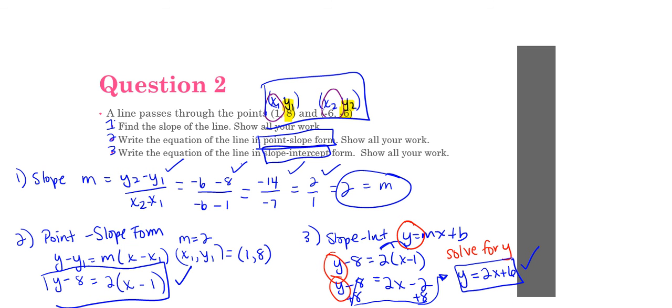I found the slope using the slope formula. I found the point-slope form using the point-slope form. I plugged in my first point, my x1 and y1. I plugged in my slope. And then I just took that form and I solved it for y to convert it into slope-intercept form. And that's it. Hopefully that helps you complete question number 2 on your constructed response.